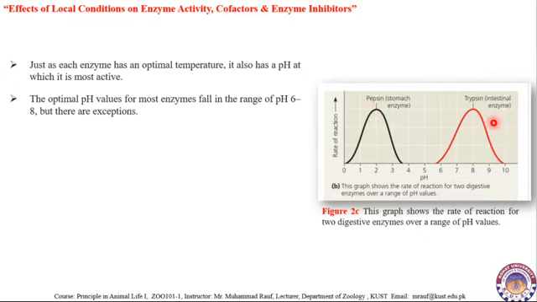On the other hand, trypsin functions at pH 8. Trypsin is there in the intestine, and the intestine has an alkaline environment, so the optimal pH for trypsin is 8 and the optimal pH for pepsin is 2, because these 2 enzymes are found in different localities in the body. Therefore their normal pH ranges are also different.